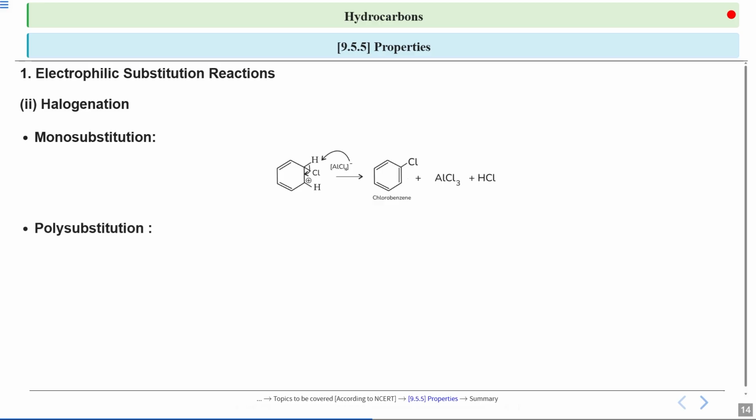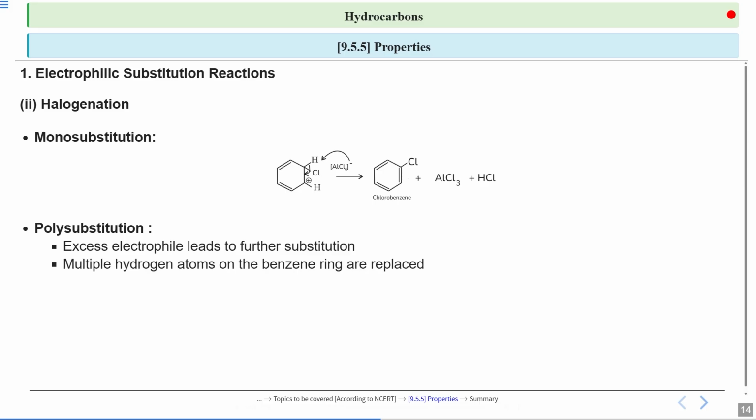Next, we can move on to polysubstitution. This means more than one halogen atom is substituting hydrogen atoms. The process depends on the amount of electrophile present and the reaction conditions. Excess electrophile may lead to further substitution, so more hydrogens are replaced. This is important in industrial processes where complete halogenation might be desired.